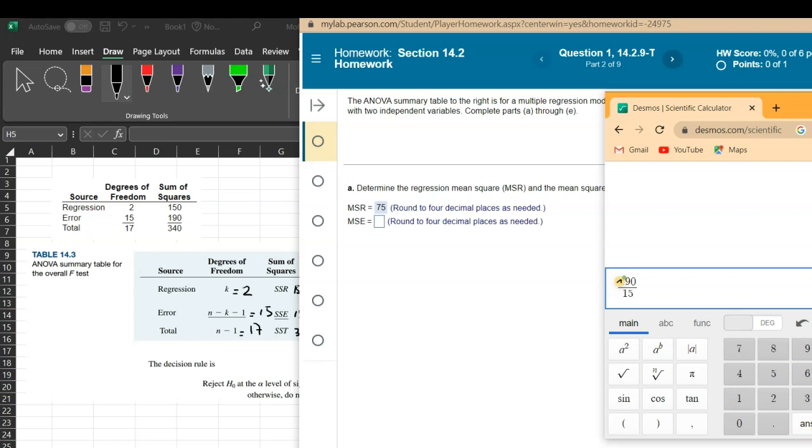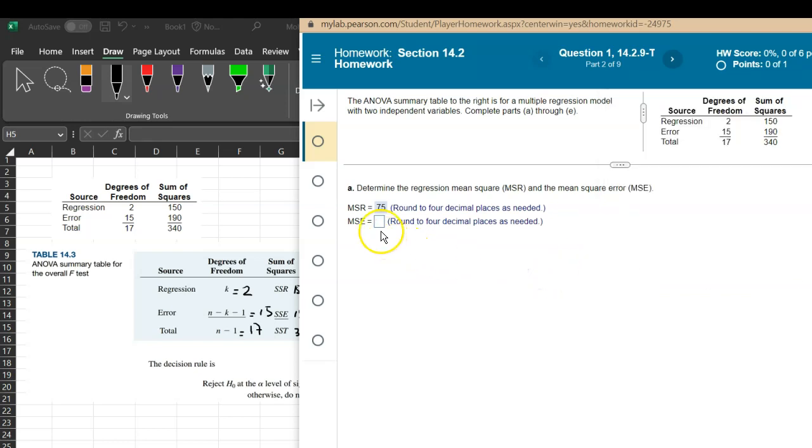So it's going to be 12.666. We round to 4 decimal places. It's going to be 12.667. You can use Excel as well, that's good.